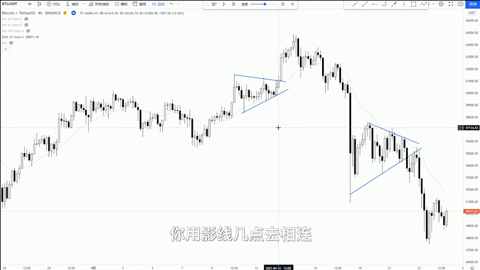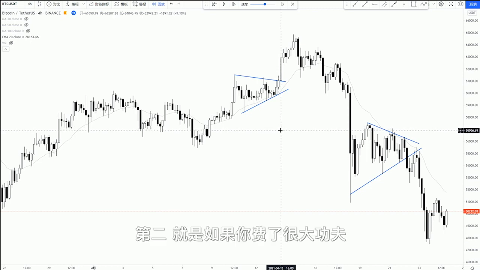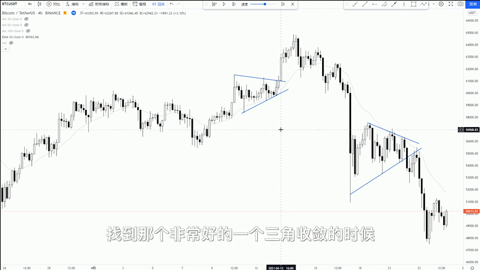The results are not the same. It is difficult to find the exact breakthrough point. The second is that if you go to a lot of trouble to find that really good triangle convergence and it ends up making a fake breakthrough, it makes it really hard for me to trade.